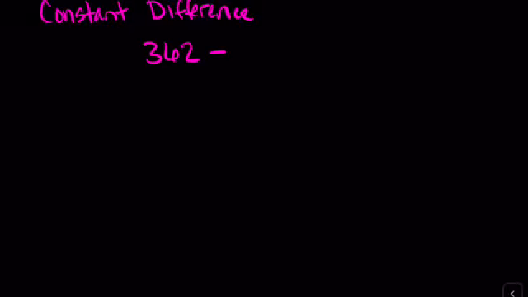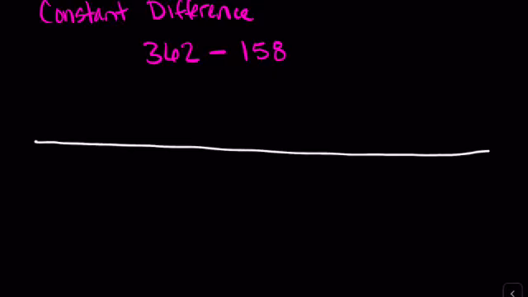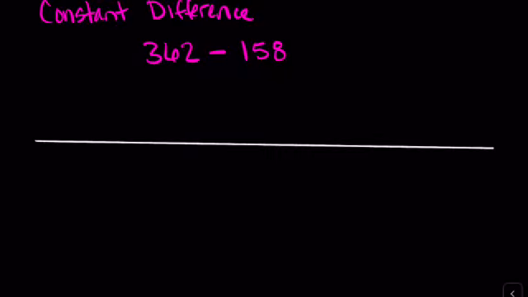All right, next we are going to talk about the constant difference. We're going to do the problem 362 minus 158 as an example for how this strategy works. One of the easier ways to visualize what's happening with this strategy of constant difference is to show you on a number line. I love number lines. It makes it easier for us to visualize what's happening with numbers.